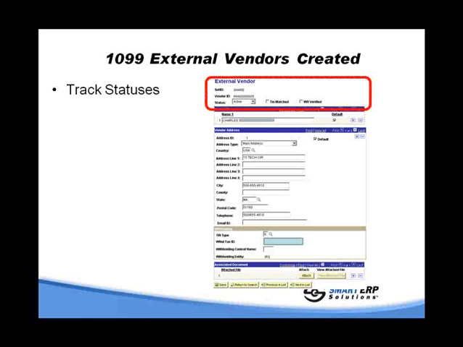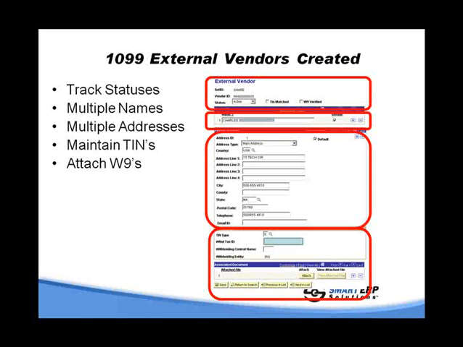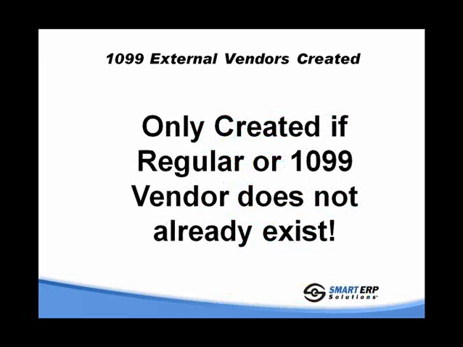You can track statuses, such as TIN matched and W-9 verified. The Visa and MasterCard feeds may have different names for the same TIN, so the Smart vendor keeps track of multiple names. Same thing for addresses. For both, you will want to click the default flag for the one you determine is correct for 1099 processing. You can also maintain TINs and attach any supporting documentation, such as W-9 forms.